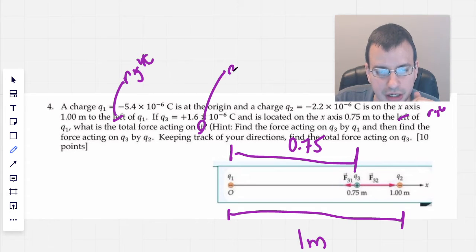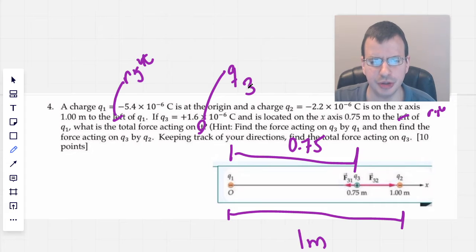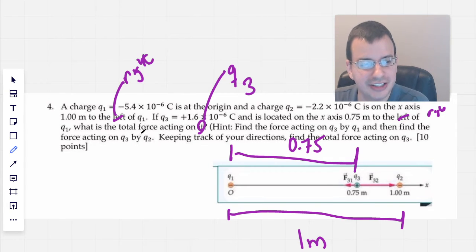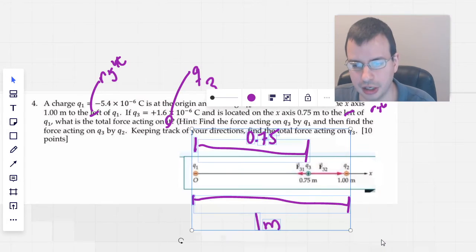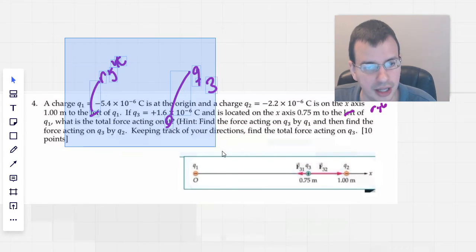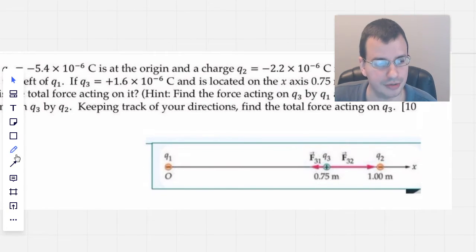And here I'm going to assume that it is Q3. Yep, I'm going to assume they're trying to get us to find the forces acting on Q3, especially because of the hint, find the force acting on Q3, keep track of all directions. Well, yes, we will keep track of our directions. Okay, so I'm going to clean up the board real quick. And so what we're going to do then is look at Q3. Oh, they already drew other pictures for us. Very convenient.